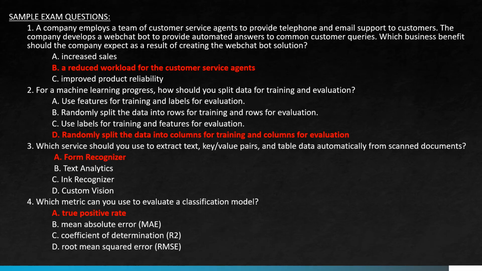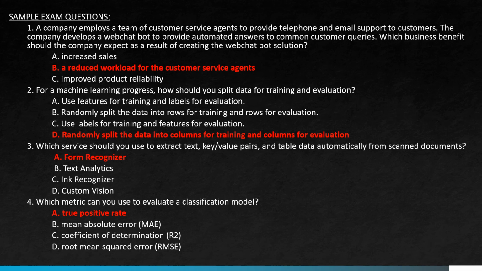These are some sample questions which you will get in your AI-900 exam. First question: a company employs a team of customer service agents to provide telephone and email support to customers. The company develops a web chat bot to provide automated answers to common customer queries. Which business benefit should the company expect as a result of creating the web chat bot solution? Here you have three options: A, increase sales; B, a reduced workload for customer service agents; C, improved product reliability. So obviously B will be the correct answer.